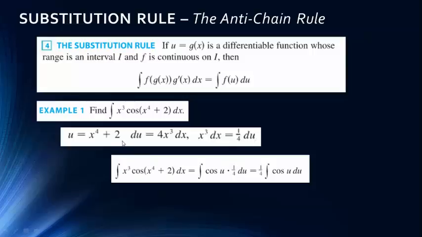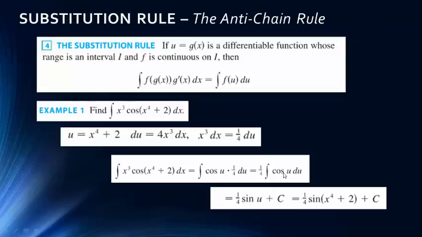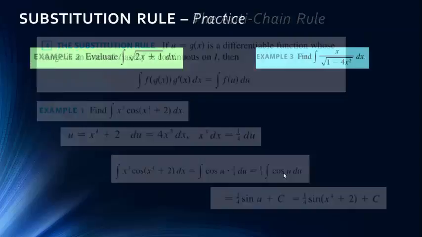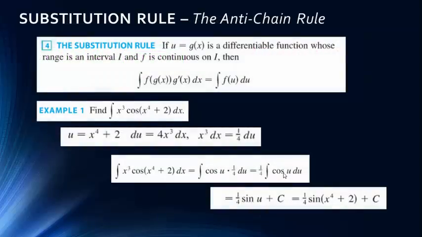And then x to the 4th plus 2 is our u, so we have cosine u times 1/4 du. I can pull the 1/4 out in front and handle that last. And so all I have is the integral of cosine u du. Again, a very simple integral to solve. And so what I have here is 1/4 sine u plus c. And again, substituting the u back in, I get this function here. If you take the derivative of that, you will get back to our original answer there.